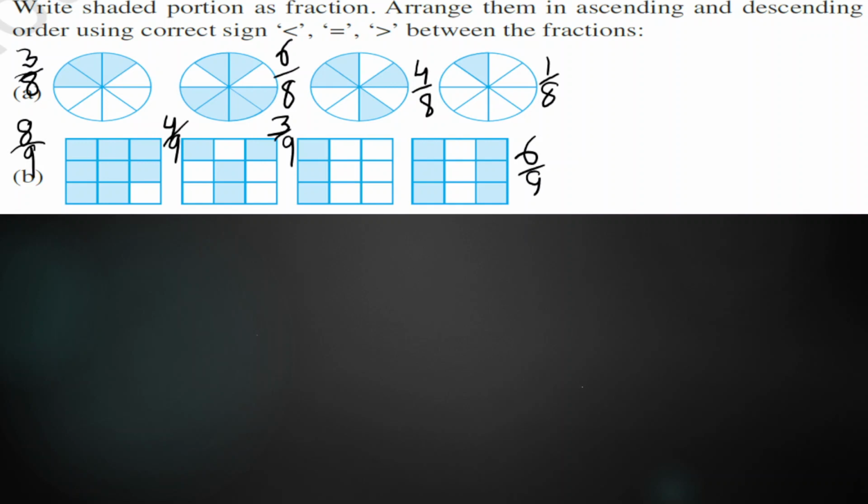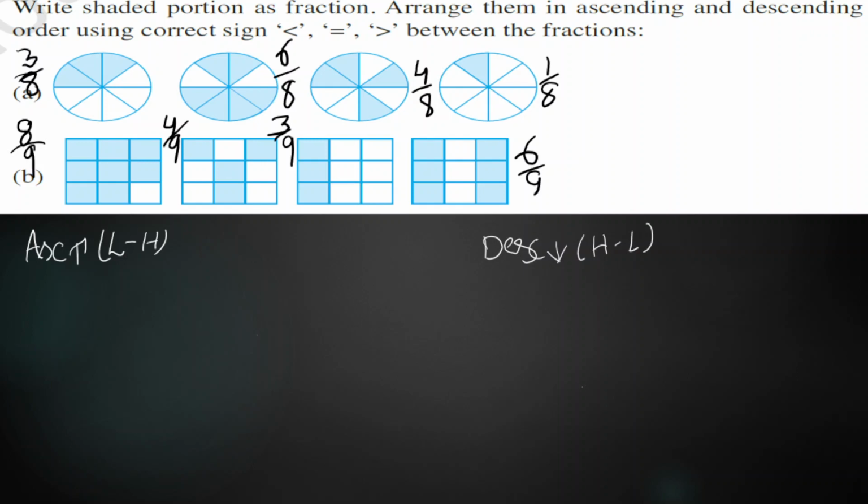And let me write in ascending and descending order. You know that ascending order is nothing but increasing order. We need to take from lowest to highest value, and descending order is nothing but decreasing order, and we need to take from highest value to lowest value. And here let me write the lowest value.